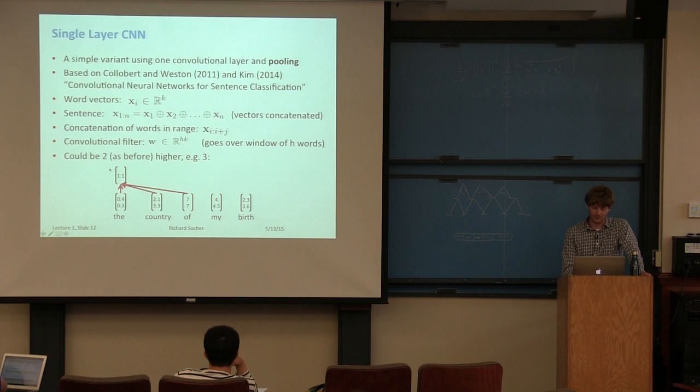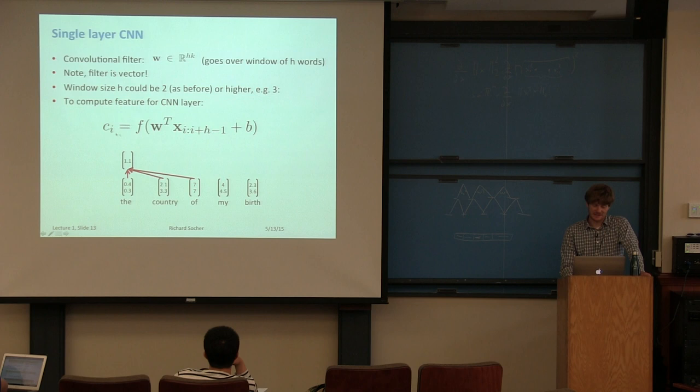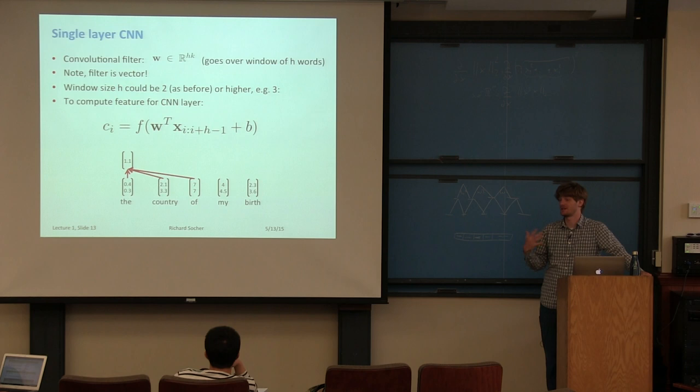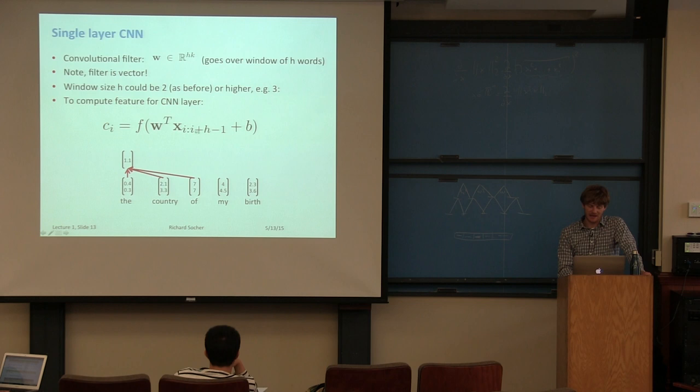So how do we actually compute this? Using this equation right here. Note this w here is a vector. Our filter for now is just a single row vector. We define our size h, again, arbitrarily. We could have our own definition. It doesn't have to be 2 as in this example. It could be 3. And then we'll have an inner product between this filter w transposed times the word vectors concatenated, starting at position i, through i plus the window size minus 1. So if it's 3 here, we concatenate these 3 word vectors as one long row vector and multiply by w.